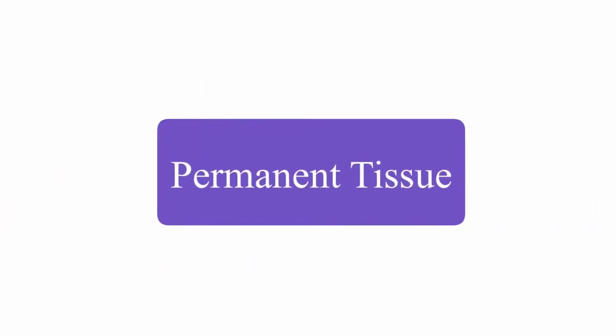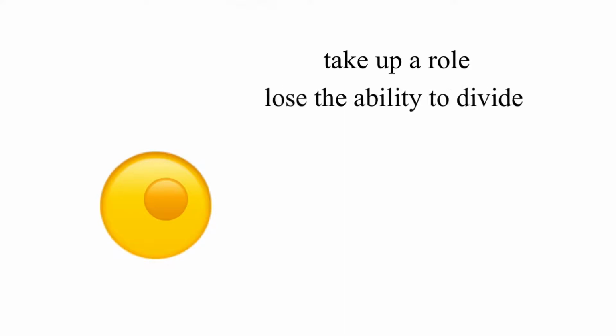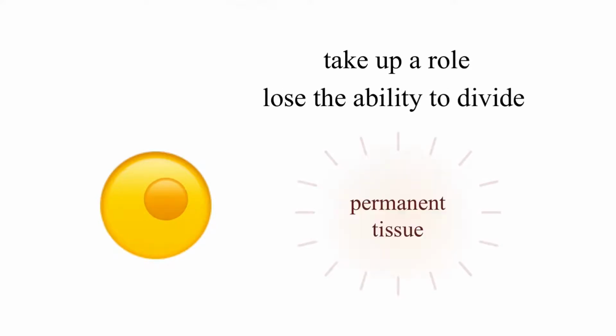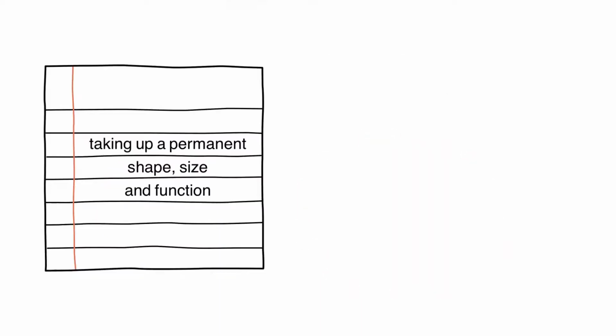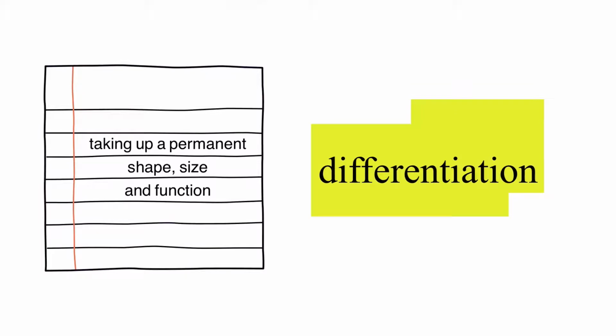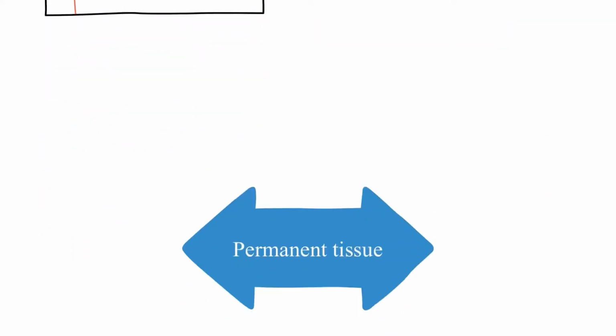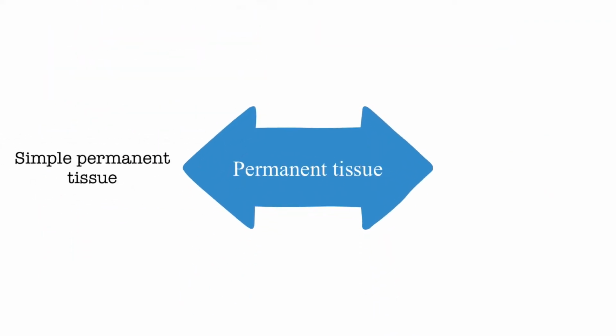Now that we have learned about meristematic tissues, let's learn about permanent tissue. Cells formed by the meristematic tissue take up a specific role and lose the ability to divide. They form permanent tissues. The process of taking up a permanent shape, size, and function is called differentiation. Permanent tissues are of two types: simple permanent tissue and complex permanent tissue.